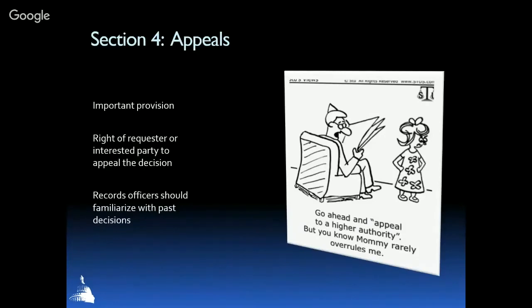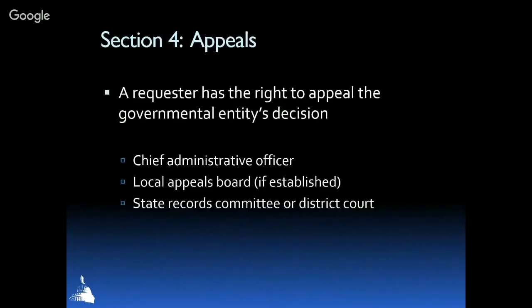So Section 4, appeals. Not all records officers work with appeals or have the opportunity to sit in on a State Records Committee hearing. However, it's important to familiarize yourself with the process because it impacts records access decisions made at your level and those at the Chief Administrative Officer's level. The requester has the right to appeal the governmental entity's decision. We talked about that in Section 2, access to records. And this Section 4 on appeals outlines those provisions.